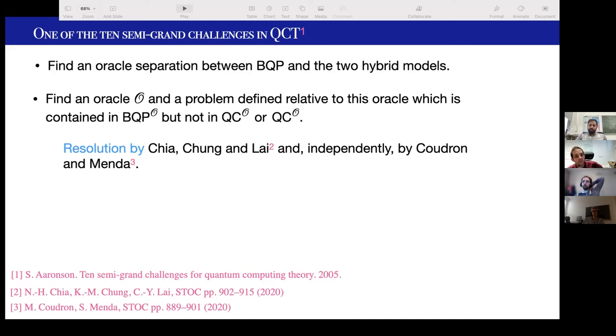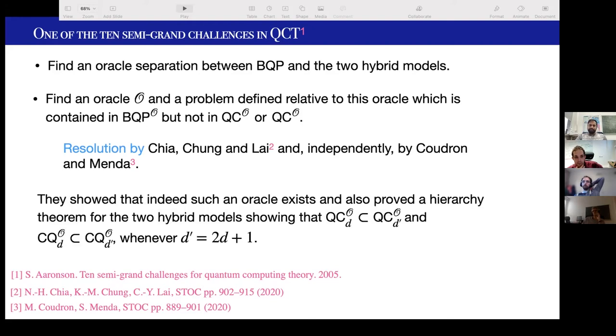Both appeared at the same time, and they both disprove Jozsa's conjecture, and prove Aaronson's conjecture in this sense: they find an oracular problem that is in BQP with respect to this oracle, but is neither in QCD nor in CQD. Moreover, they prove a hierarchy theorem between these classes themselves. It shows that a problem that QCD with depth D' can solve, the QCD circuit of depth D will not be able to solve if D' is not equal to 2D plus 1.